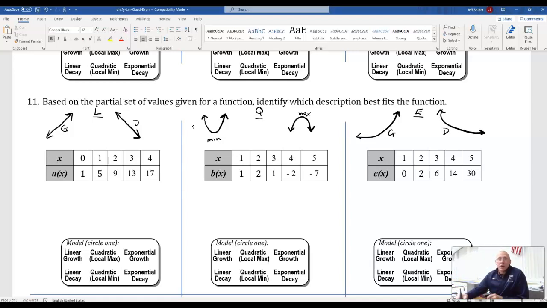So what we're going to do is simply plot these points on Desmos, connect them, and then see what kind of graph it is. So I'm going to go ahead and do the second one here. The thing I have to do is open up a table of values.